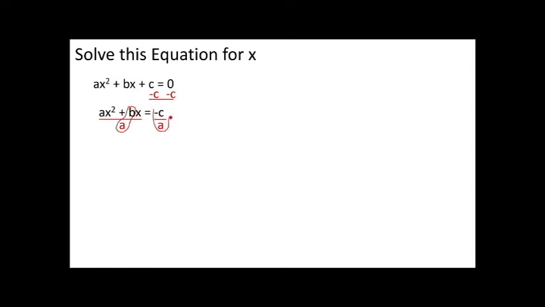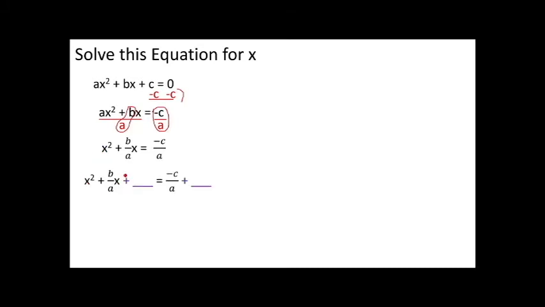I can't actually do negative c divided by a because I don't know any of the numbers. So instead, I have to leave it written as a division expression. B divided by a, negative c divided by a. Everything got divided by a. Now, it looks a little messy, but we haven't done anything new or unusual. We use the property of equality to get rid of the constant term. We divided to get a leading coefficient of 1. Now, once we're at this point, I'm going to complete the square.